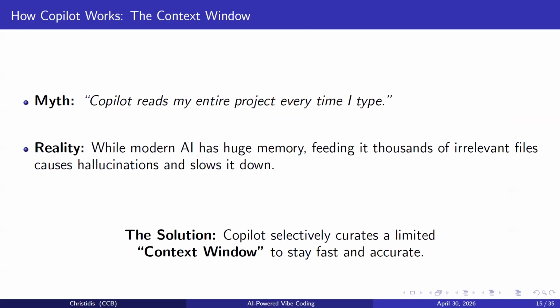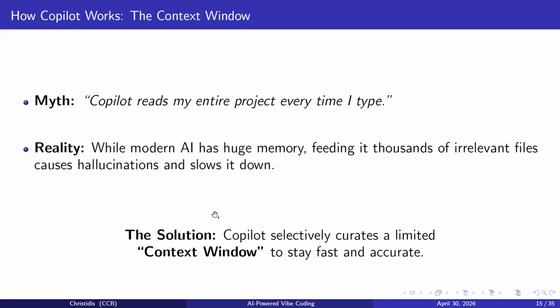One thing to keep in mind is, obviously, I think everybody here who knows a little about LLMs knows what I mean when I talk about the context window of a model. Even though there's a big context window, it doesn't mean that the AI is going to have in its context all the files and every line of every script of your project. So even though AI has a huge memory or context window, feeding it thousands of files can cause hallucination and slow it down.